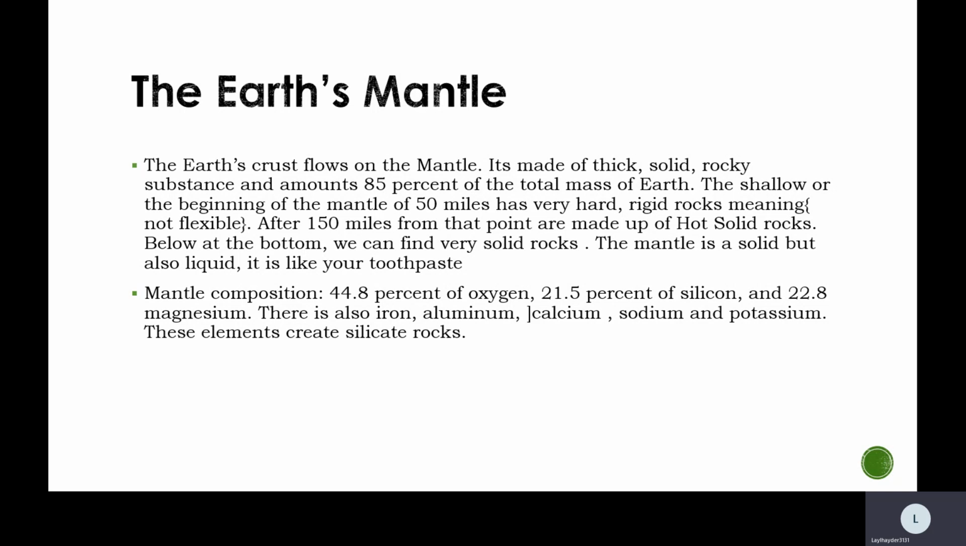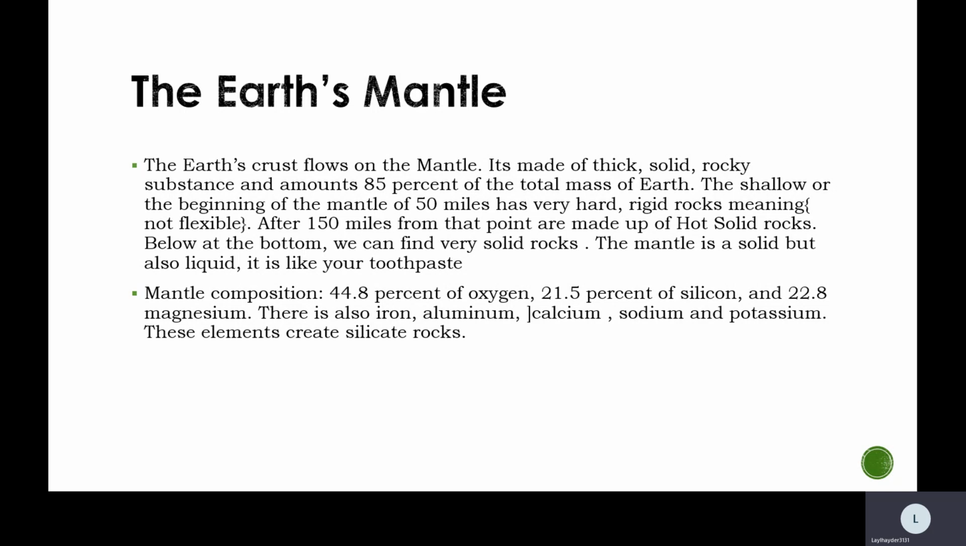The shallow or the beginning of the mantle, the first 50 miles, has very hard, rigid rocks, meaning not flexible, so they're very hard. After 150 miles from that point of the hard rocks, we are going to see the hot, solid rocks, and below at the bottom we can find very solid rocks, so very, very strong. We can say they're very compacted, and the mantle is a solid, but it's also liquid, so it's like a toothpaste, as I mentioned.